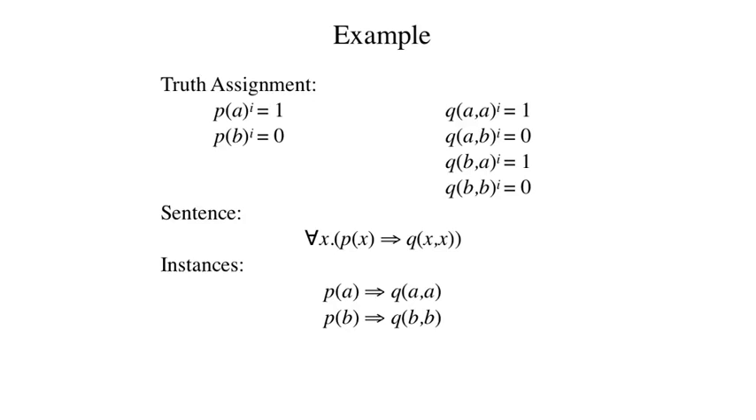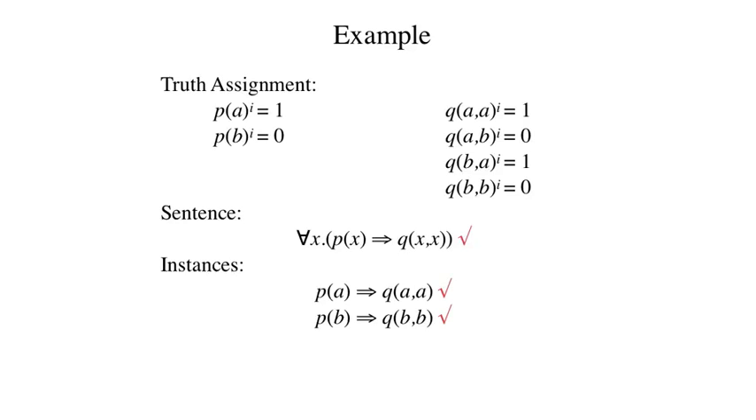As an example of these definitions, consider the sentence, for all x, p of x implies q of x, x. What's the truth value under the truth assignment shown here? According to our definition, a universally quantified sentence is true if and only if every instance of its scope is true. For this language, there are just two instances shown here at the bottom. We know that P of A is true, and we know that Q of A, A is true, so the first instance is true. Q of B, B is false, but then again, so is P of B, so the second instance is true as well. Since both instances are true, the quantified sentence is also true.